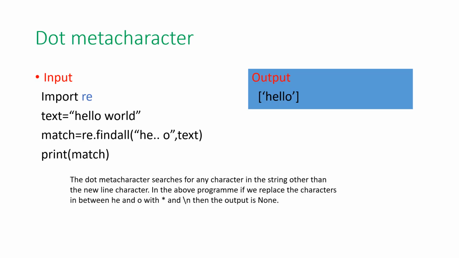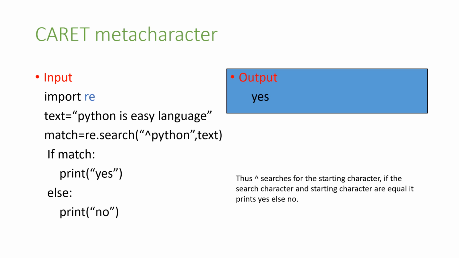Okay, now let's go into detail about these meta characters. Dot meta character. The dot meta character searches for any character in the string other than the newline character. In the above program, if we replace the characters in between H, E and O with star and \n, then the output is none. Caret meta character. The caret meta character searches for the starting character.